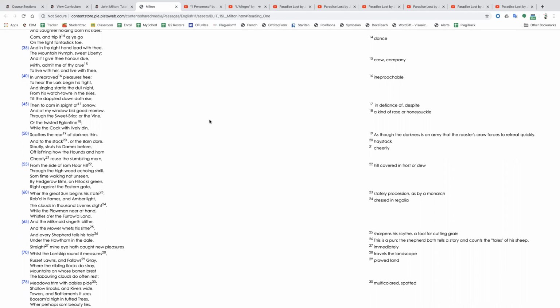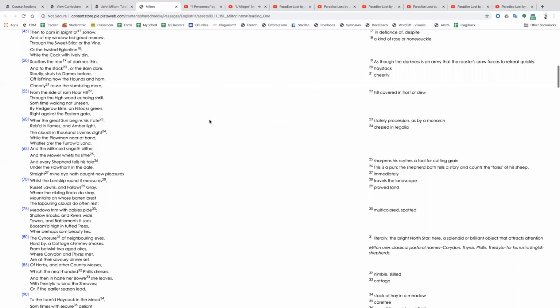And if I give thee honour due, mirth, admit me of thy crew, to live with her and live with thee, in unreproved pleasures free, to hear the lark begin his flight, and singing startle the dull night, from his watchtower in the skies, till the dappled dawn doth rise. Then to come in spite of sorrow, and at my window bid good morrow, through the sweet briar, or the vine, or the twisted eglantine.